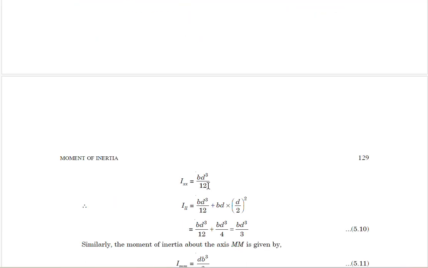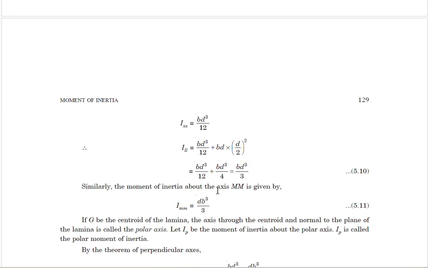So we already know the moment of inertia about its centroidal axis, which is bd cube by 12, and using the theorem of parallel axis, you can find I LL is equal to this moment of inertia plus bd into d by 2 whole square. So this comes out to be bd cube by 3. And similarly, the moment of inertia about the axis MM is db cube by 3.